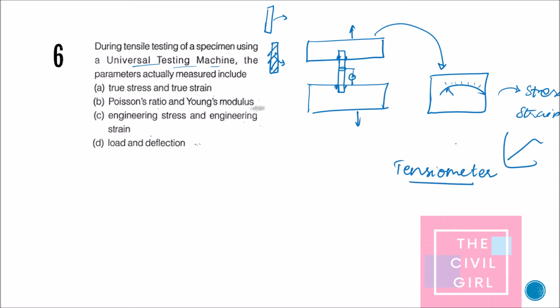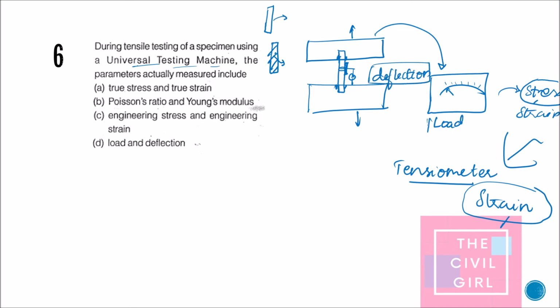What this tensometer will do is measure the deflection that is happening in this rod, and with the help of that we will be able to find the strain also. So we can see that after certain calculations only we will be able to arrive at the stress and strain of the material. But in reality we will be measuring load here and deflection here. So these are the parameters that are actually measured in a UTM machine. So if you look at the options, load and deflection.